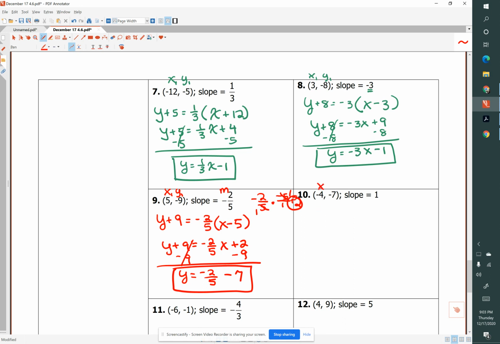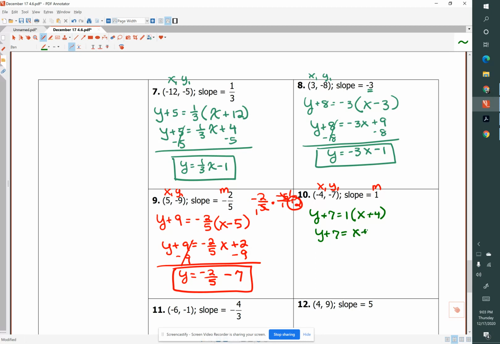Okay, number 10, we have our x sub 1, y sub 1, our slope of 1. So let me change the color so it's a little easier for you to see it. We're going to have y minus negative 7, which will be plus 7, equals the slope of 1 times the quantity of x minus negative 4, which would be plus 4. And we distribute that 1, y plus 7 equals x plus 4.